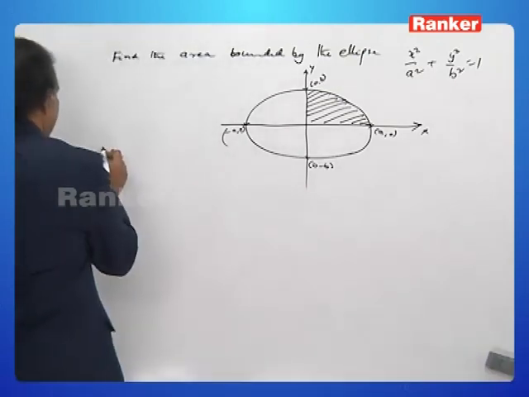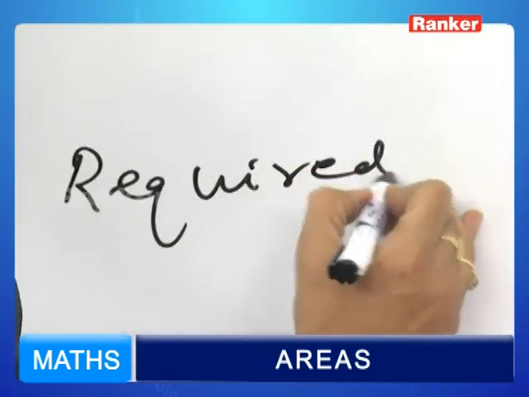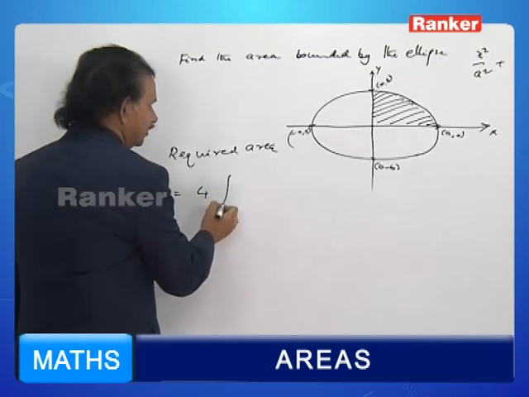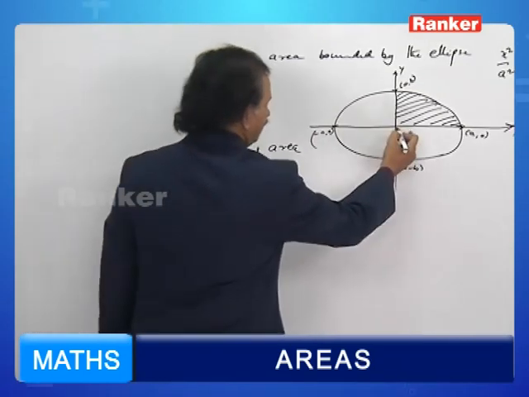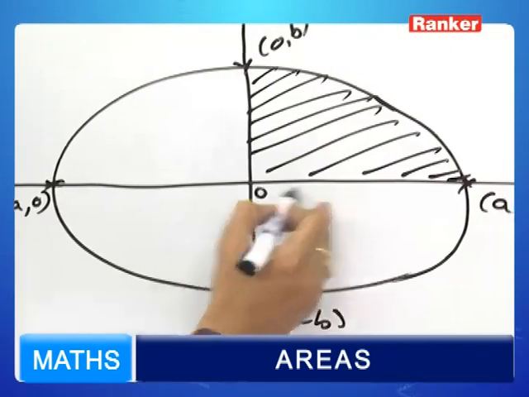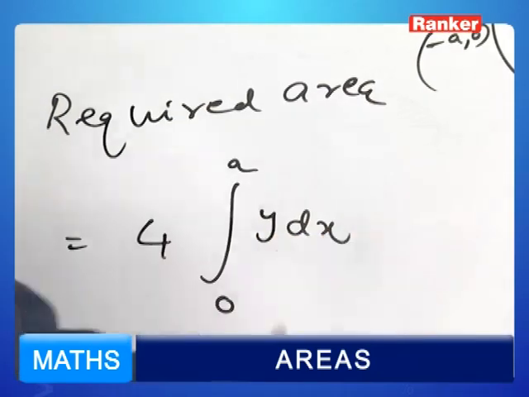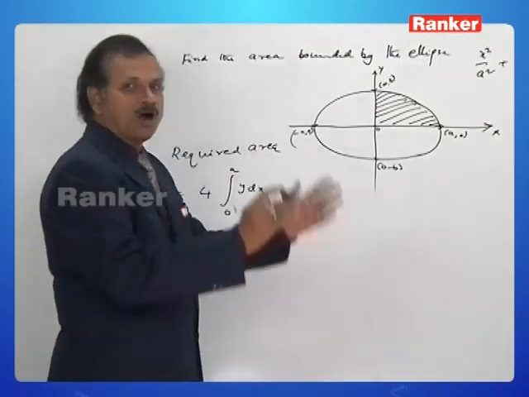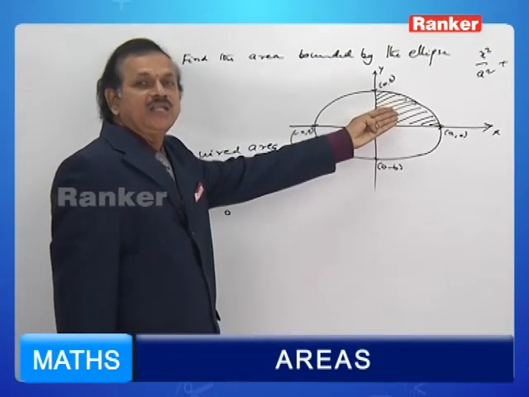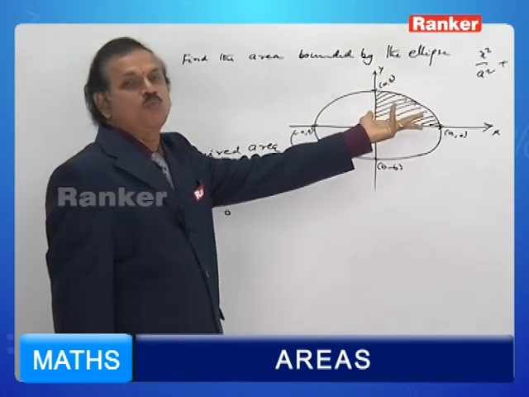That is, the required area is equal to 4 times integral 0 to a of y dx, as we are moving on the x-axis, where x varies from 0 to a. Actually speaking, mod y dx we must take because we are considering the area in the first quadrant itself. In the first quadrant, mod y is y, isn't it?